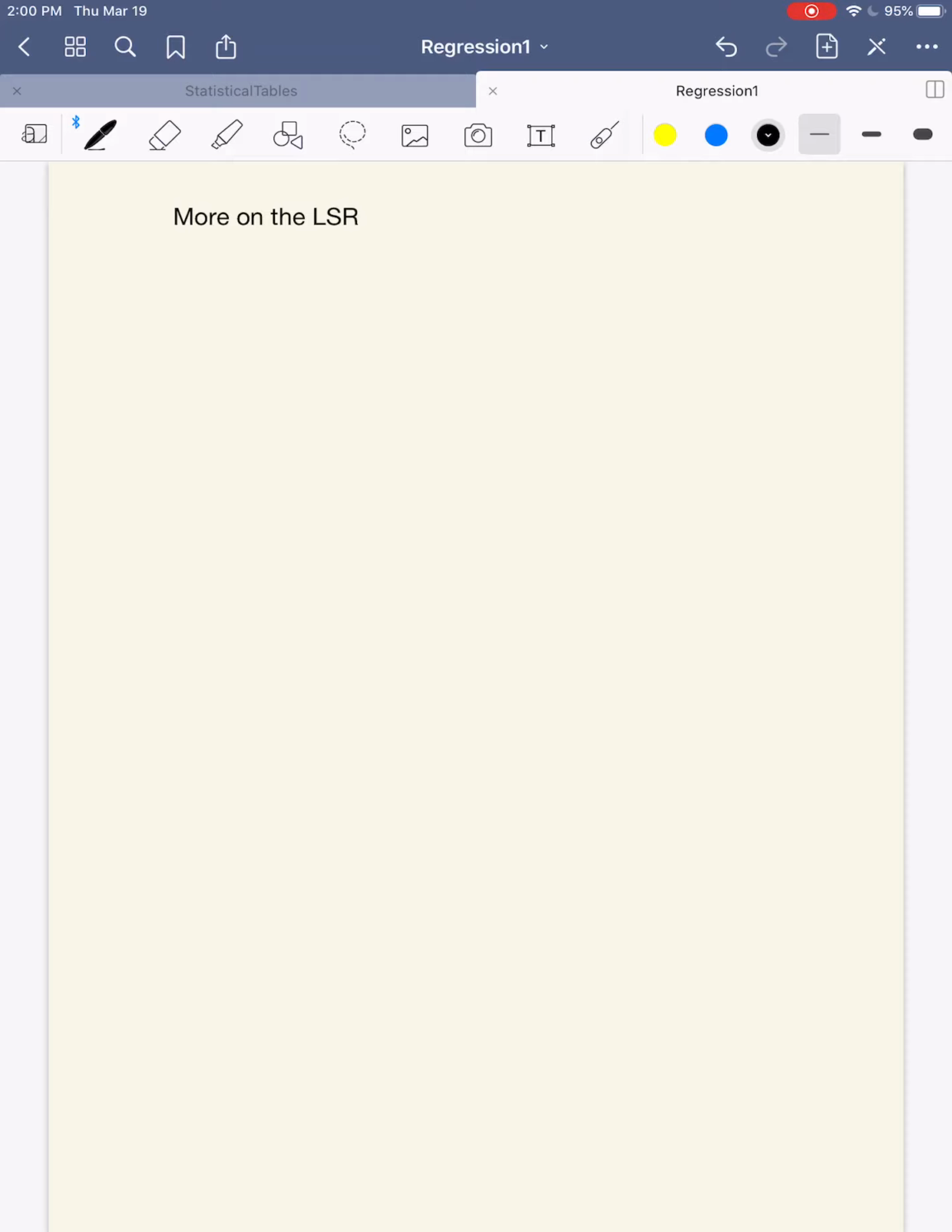Today we're going to be continuing on talking about the least squares regression line that we introduced in the last video. We're going to talk a little bit about some of the features of this LSR and then do an example where we once again go through the process of building the LSR and understanding how it really models the data that we're looking at.